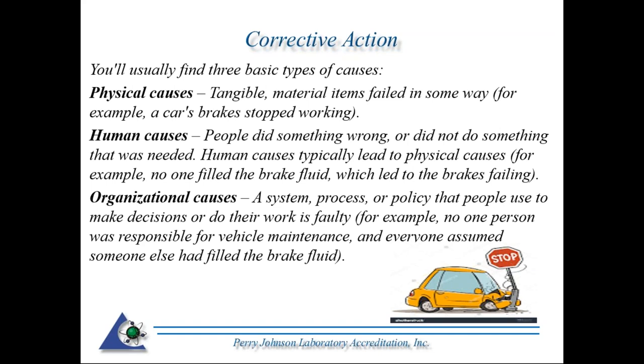We'll look at another type, organizational causes. A system, process, or policy that people use to make decisions to do their work is faulty. For example, looking at the situation below here, no one person was responsible for vehicle maintenance and everyone assumed someone else had filled the brake fluid. So it's obvious what the problem was there at the top, the physical cause, that the brakes did not work, hence causing the mishap there. Digging a little bit deeper, we look at human causes and organizational causes.